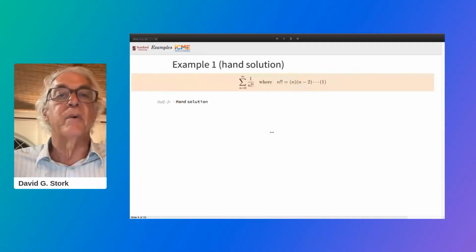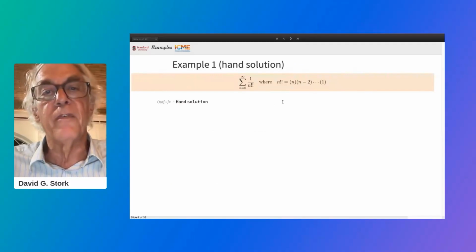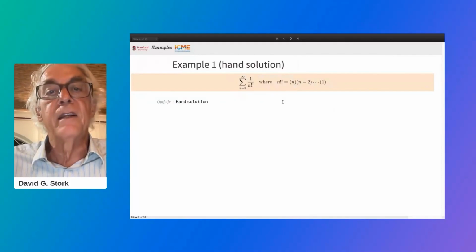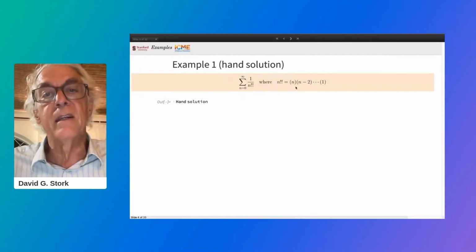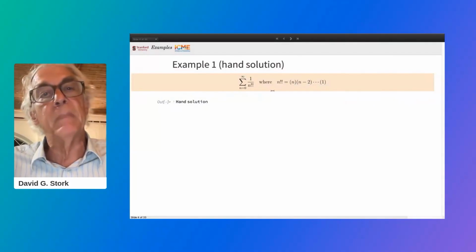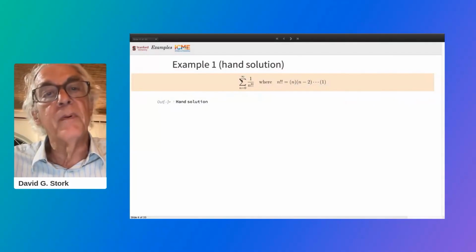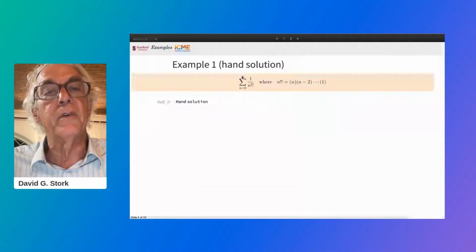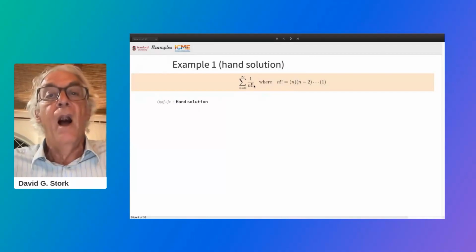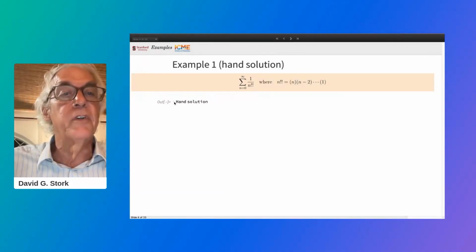So as an example, you're all familiar with factorial. N factorial is n times n minus 1 times n minus 2 down to 1. And double factorial is n times n minus 2 times n minus 4 down to 1 and so forth. And if you were asked to perform the sum of 1 over n double factorial for all non-negative integer values of n, here's what you would have to do with a hand solution.